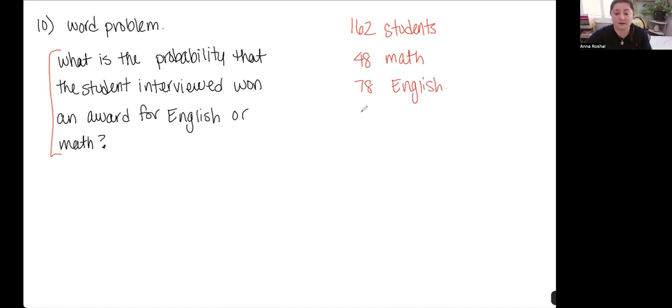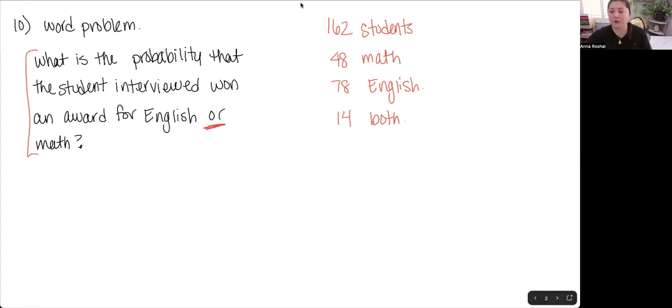There are 14 students who won awards for both math and English. Okay. And then a newspaper chooses a student at random for an interview. What is the probability that the student interviewed won an award for English or math? Okay. So when we're looking at that, English or math, we know that we're looking for the probability of A or the probability of B. Now, in this case, let's call math being the probability of A, English being the probability of B.